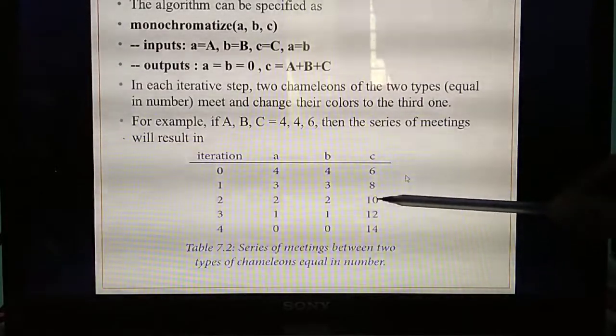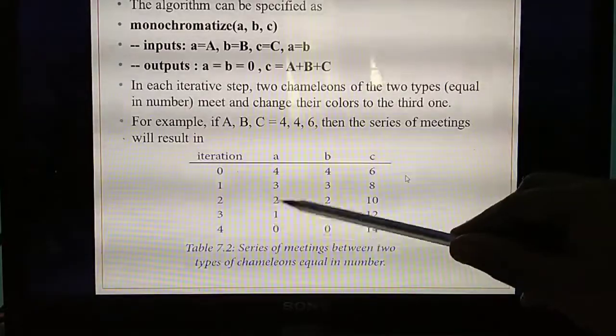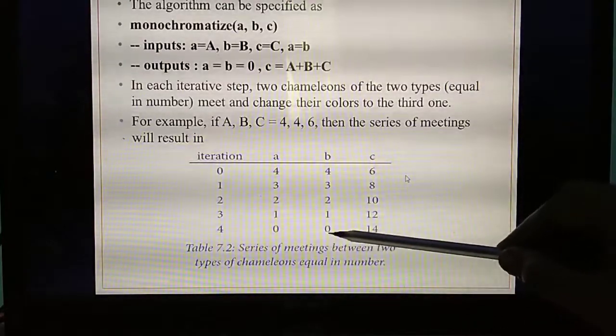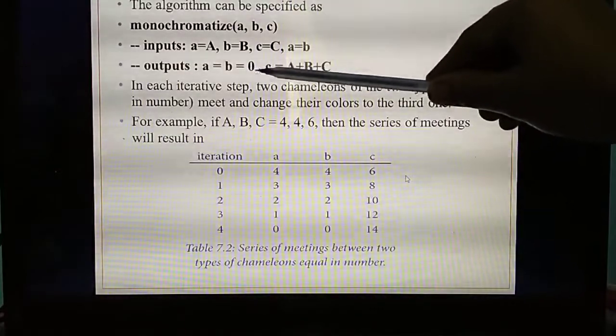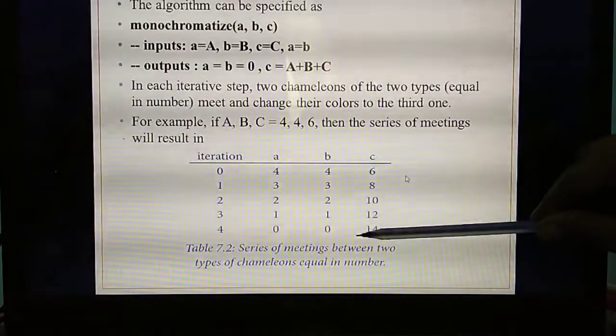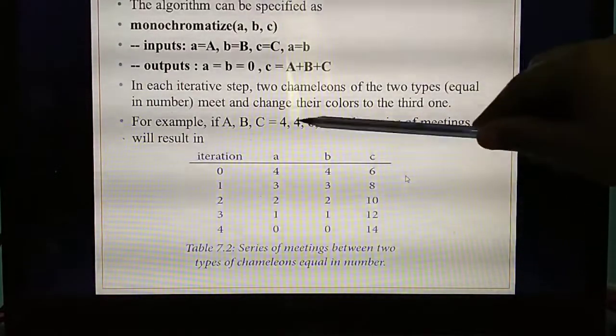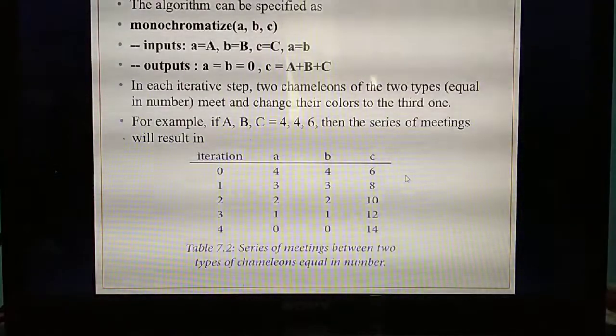So how many will be there? Here add 10 plus 2, 12. Next step. 1 minus 1, 0. 1 minus 1, 0. See, if A equal to B equal to 0, what answer will you get? A plus B plus C. So A plus B plus C means what answer? 4 plus 4 plus 8. 8 plus 6, 14. Understand?